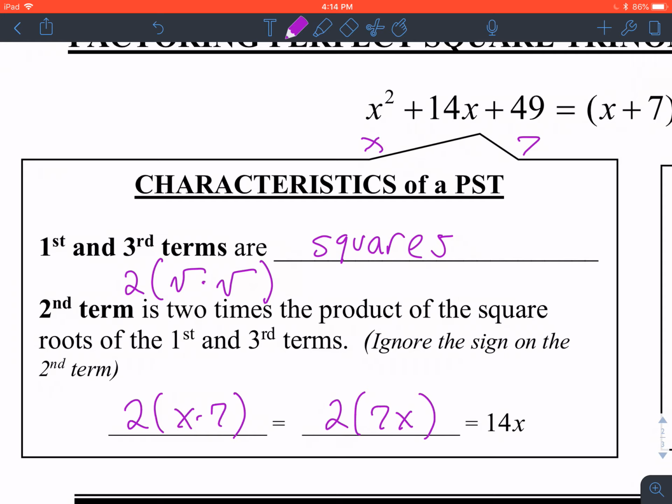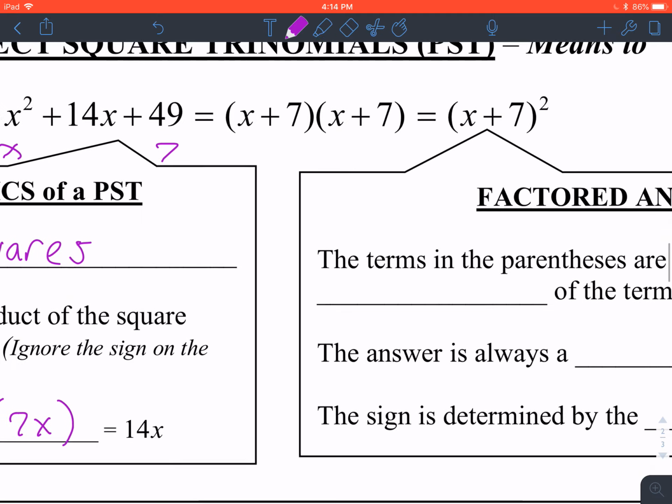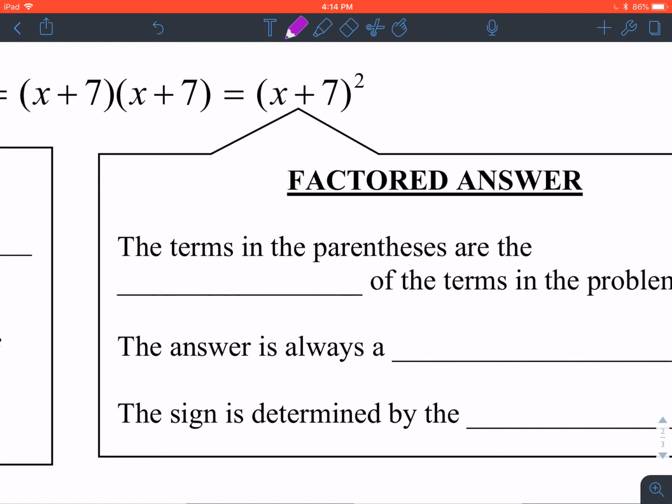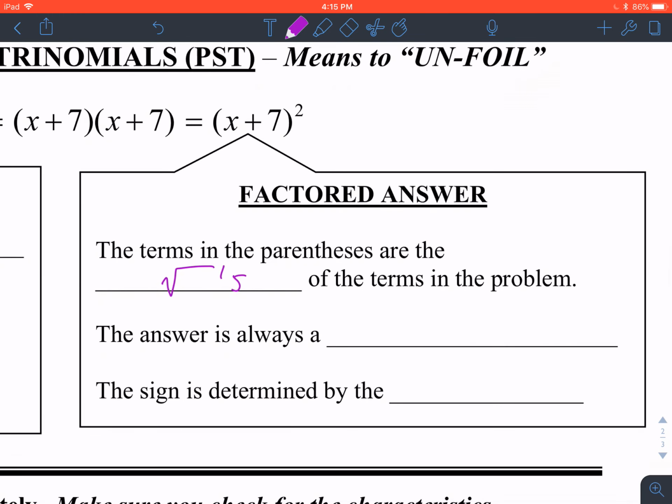So you're going to square root the first one, square root the last one, and then you're going to double the square roots multiplied together in the middle. All right? And then the factored answer, the terms in the parentheses are the square roots of the terms in the problem. The answer is always a binomial squared. A binomial what? Good. And the sign is determined by the b term. So if the b term is positive, you're going to put a plus sign right here. But if the b term is negative, you're going to put a negative symbol right here.